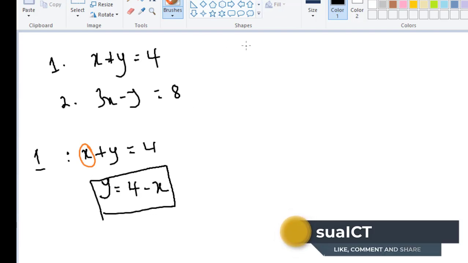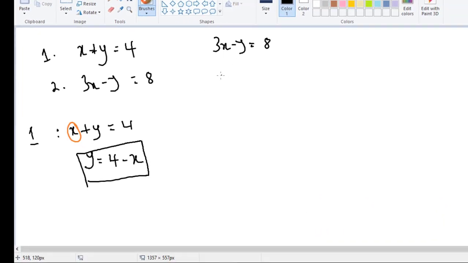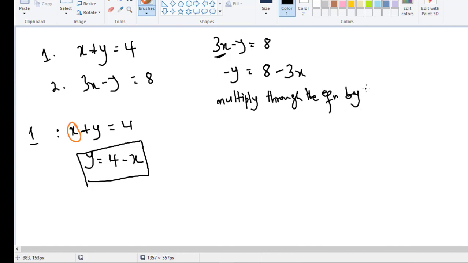And the second one, which is 3x minus y equals 8. We are going to make y the subject, so we have negative y equals 8. Then the 3x will cross the equal sign. Once it is positive, it becomes negative, so we have negative 3x. Now we have negative y here that we can't work with, so we have to make the negative y a positive one. So we have to multiply through the equation by negative 1.